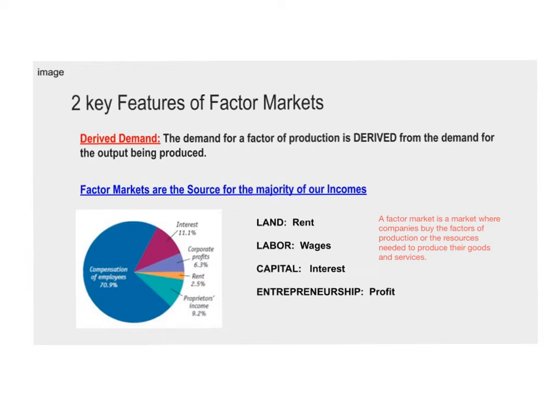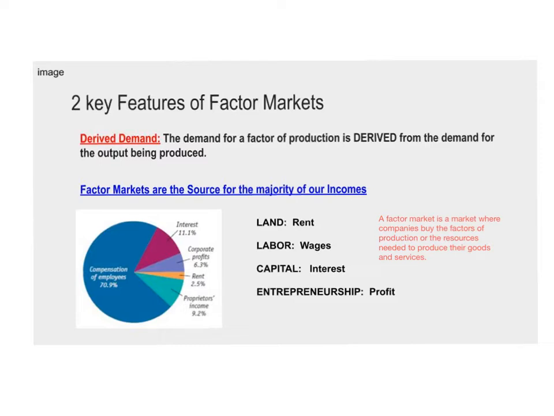Today's video is going to cover factor markets, which is the information in section 13. First of all, let's define what a factor market is. A factor market is a market where companies are going to buy either the factors of production or those resources that a company would need in order to produce their goods and/or services.